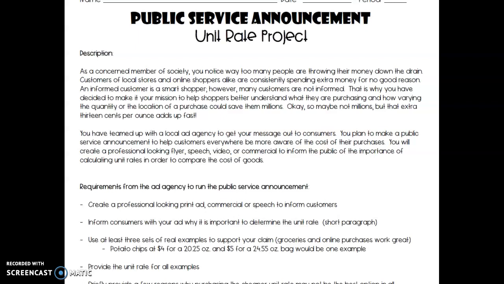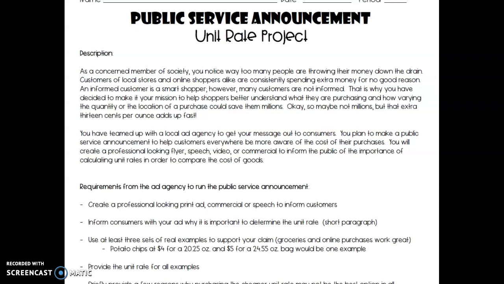Here's your project. As a concerned member of society, you notice way too many people are throwing their money down the drain. Customers of local stores and online shoppers alike are consistently spending extra money for no good reason. An informed customer is a smart shopper. However, many customers are not informed. That is why you have decided to make it your mission to help shoppers better understand what they are purchasing and how varying the quantity or the location of a purchase could save them millions. Okay, so maybe not millions, but that extra 13 cents per ounce adds up fast.